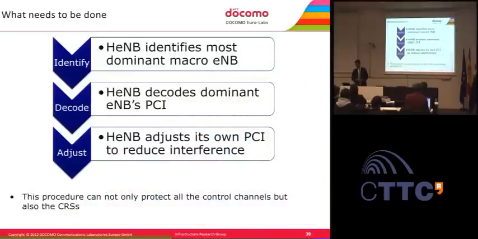So yeah, this is what I said. It identifies the most dominant macro E node B. Once it does that, it decodes the dominant macro E node B's physical cell ID and then adjusts its own physical cell ID to reduce interference. I've been looking only at the PC-Fitch, but we can also do this for all the other control channels, and in addition, we can do this also for the cell reference signals. So we can solve all the problems by simply changing the physical cell ID.